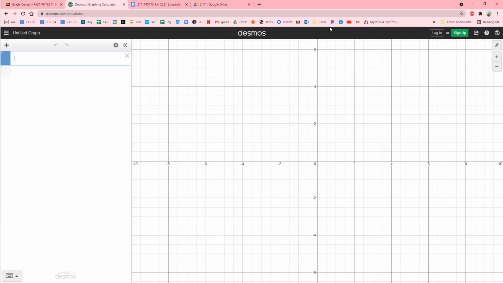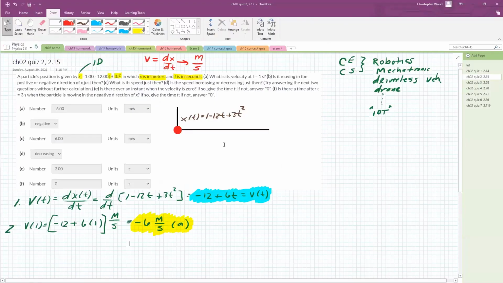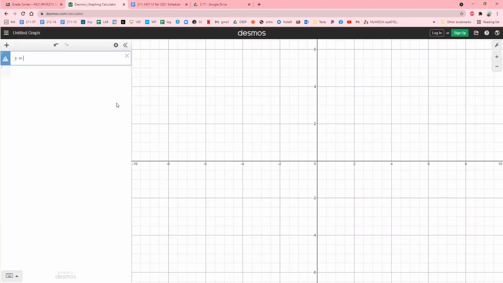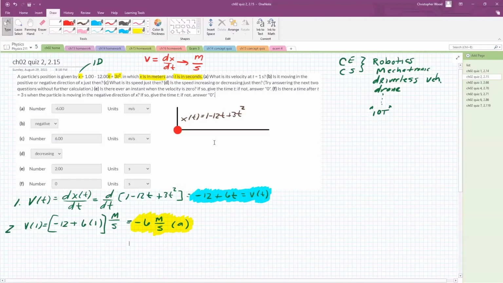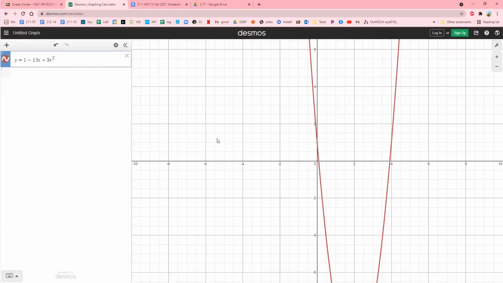So I'm going to graph my position function. My position function is 1 minus 12t plus 3t squared. That's my position function, and let me just double check that by going back here. 1 minus 12t plus 3t squared. And again, I'm replacing the t's with x's. x is my independent variable.